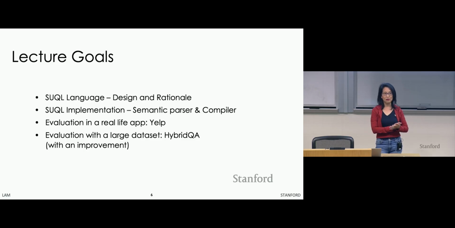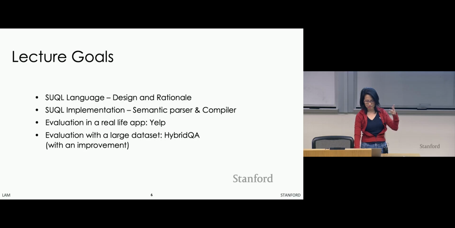And then we're going to do evaluations. We skipped the evaluation of Yelp a long time ago, in the first lecture on Monday, because we said we really need hybrid data. So we're going to pick it up here. We introduced hybrid QA in the Monday class, and we want to show you the evaluation of that large database as well. Okay, so four topics.